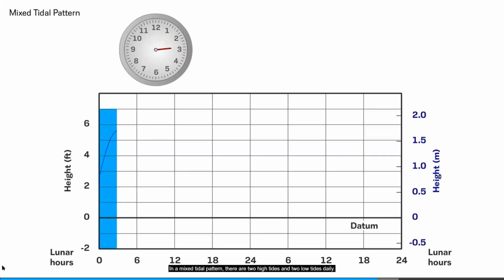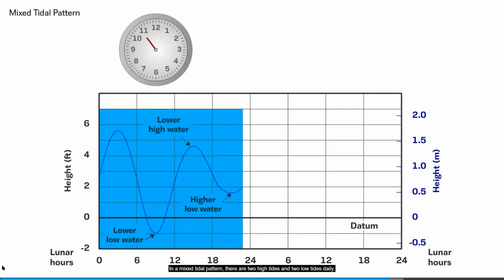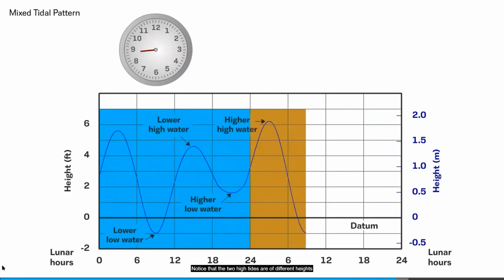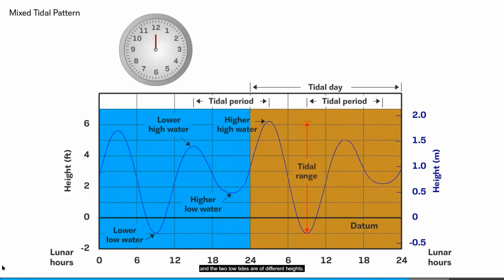In a mixed tidal pattern, there are 2 high tides and 2 low tides daily. Notice that the 2 high tides are of different heights, and the 2 low tides are of different heights. This gives rise to the terminology lower low water, lower high water, higher low water, and higher high water.